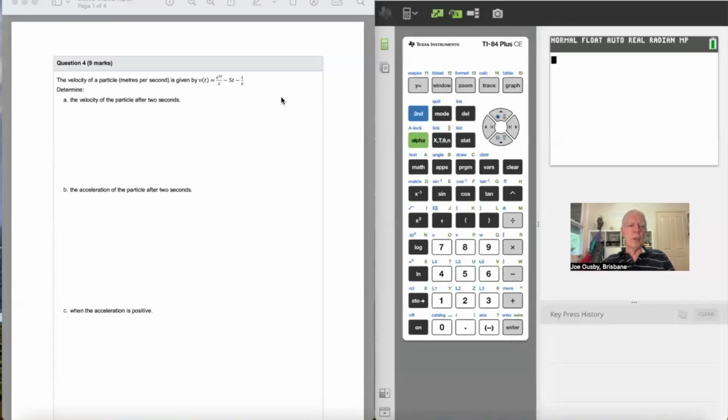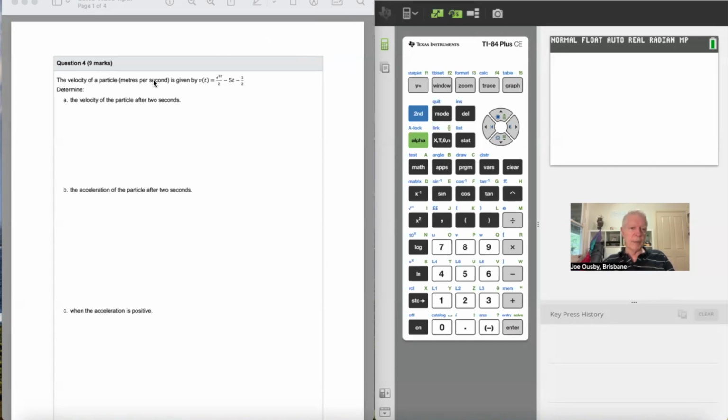So question 4 is an old question. It probably comes from 2019 or thereabouts. It was probably on a mock paper or a sample paper of some sort. Anyway, it is a kinematics question.